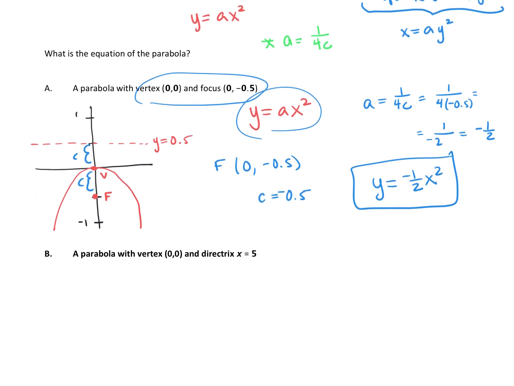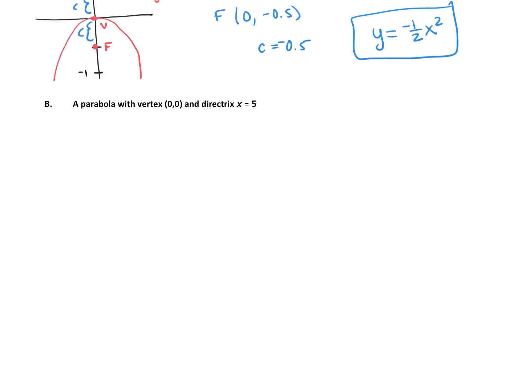All right, so let's look at one more example. Let's write an equation of a parabola that has a vertex at 0, 0 and a directrix at x equals 5. So how do we start? We start with a sketch. We need to see what this looks like. The vertex is 0, 0. And the directrix is at x equals 5. So that's going to go along the x-axis, 1, 2, 3, 4, 5. That will be your directrix. It's going to be a vertical line.